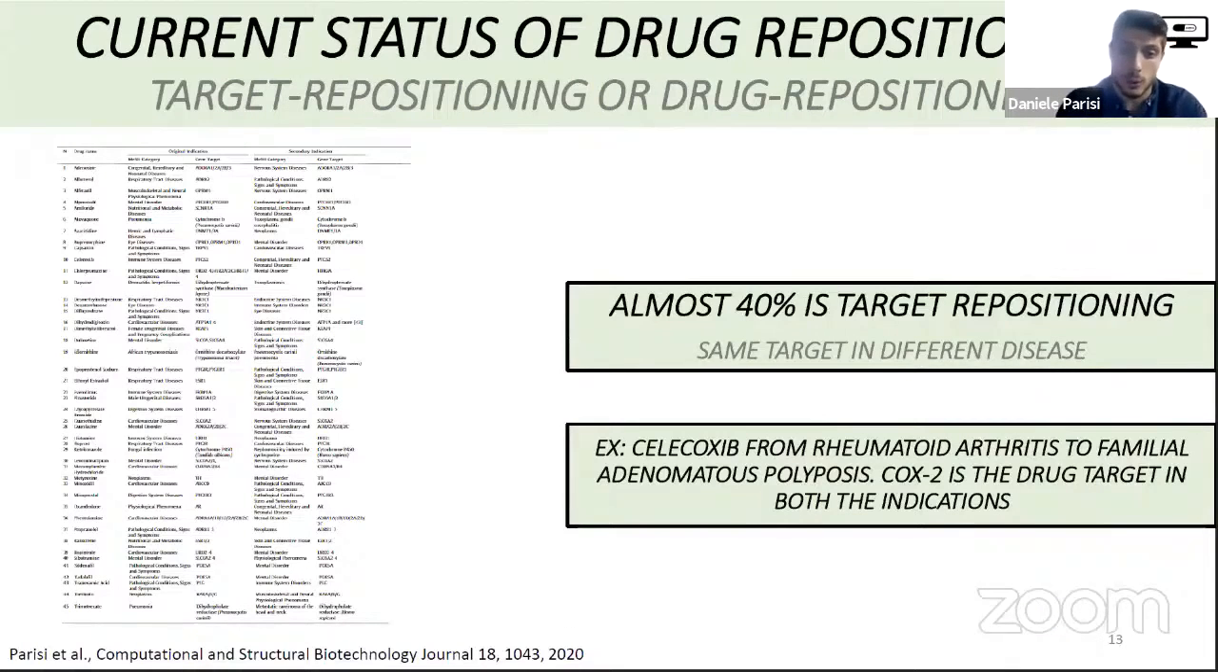Then we went forward and looked from the target point of view at which fraction of those repurposed drugs share the same target. And 40% of all the cases that we observed are actually sharing the same drug target. This is a slightly different concept than drug repositioning, but this is called target repositioning. So the target that can be associated to a different indication is able to bring with it all the different drugs that are connected to the target for the other indication.